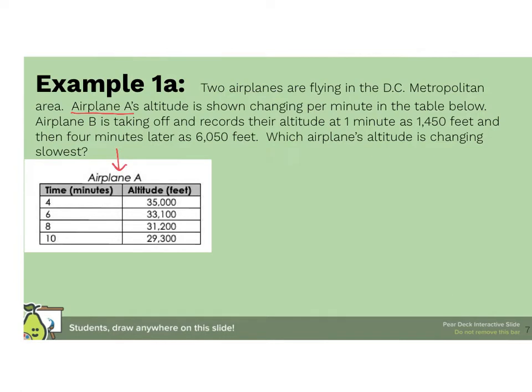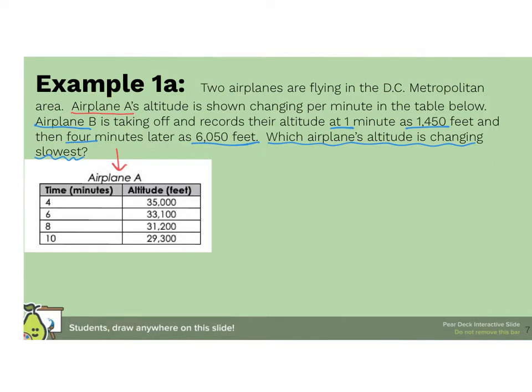Okay, so here we have airplane A. Airplane B is taking off and records an altitude of, at 1 minute, 1450, and then at 4 minutes, 6050. And then they want to know which altitude is changing the slowest, okay? So not the fastest, the slowest. So they want the smallest absolute value.